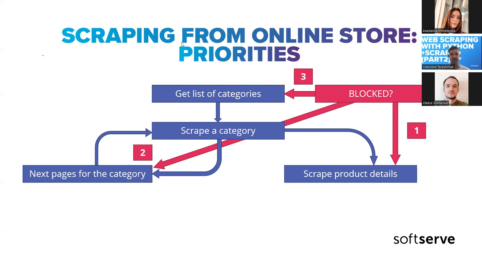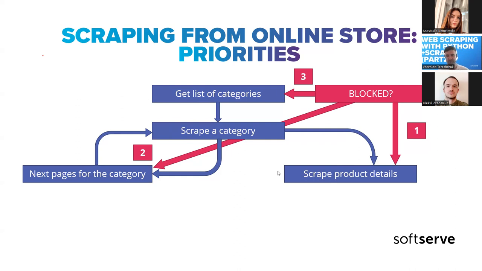If you checked my first presentation, you probably remember this schema. How do we deal when we scrape an online store? First of all, we get a list of categories, and then we scrape the entire category and obtain a list of the products. Then if we have some next pages for the category, we send the request for each next page, then scrape the category again, and repeat until no next page is found. And if we extract some product URLs, we scrape product details. And let's check this in more detail.